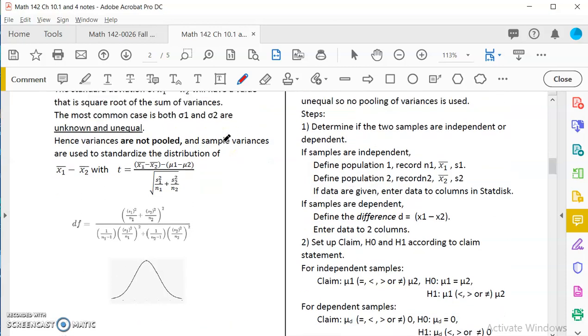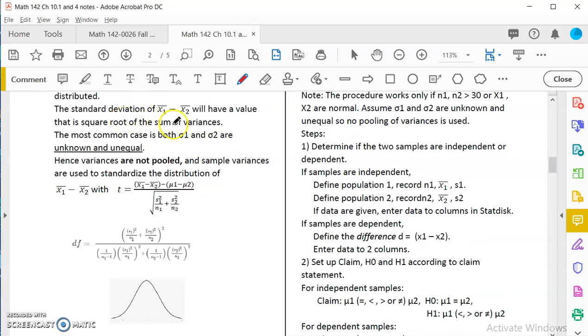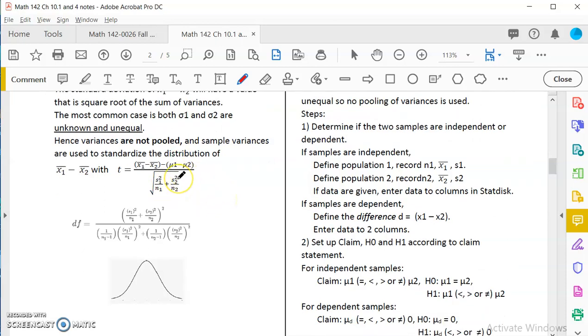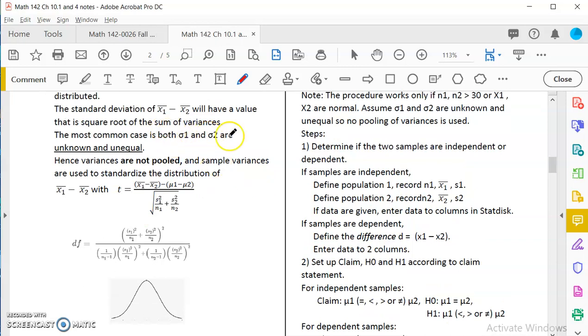So it turns out that we cannot use the sum of the population variances. We have to use the sample variances to approximate them. And once you use sample variance, the distribution would not be modeled by Z. It would be modeled by the T distribution. So again, when both sigma 1 and sigma 2 are not known or given, which is the most common case, you would use the T distribution, where this is the sampling error of x1 bar minus x2 bar.